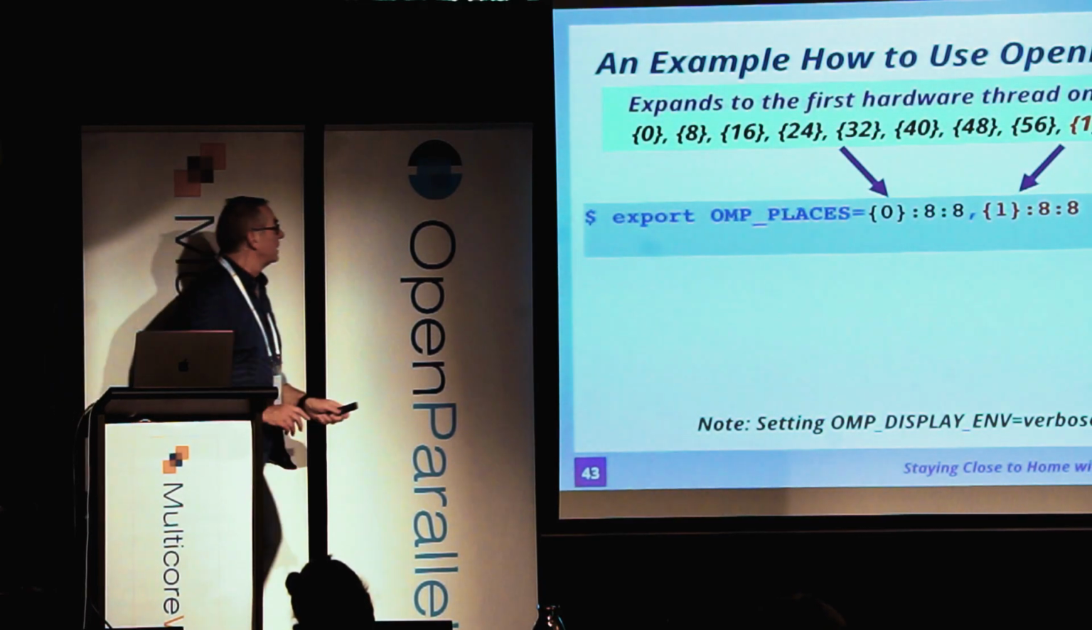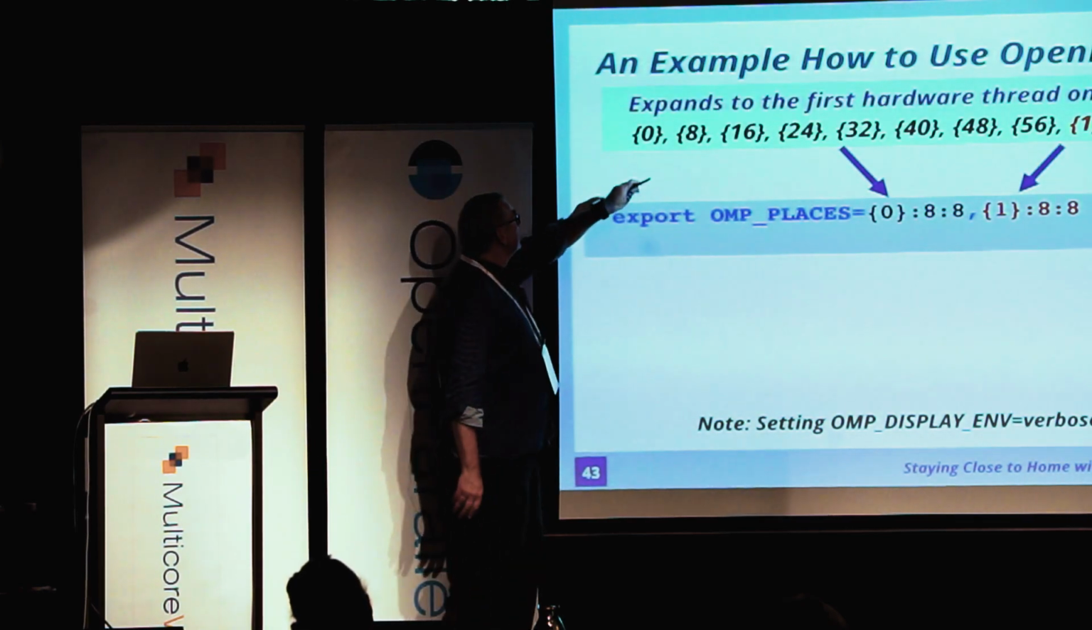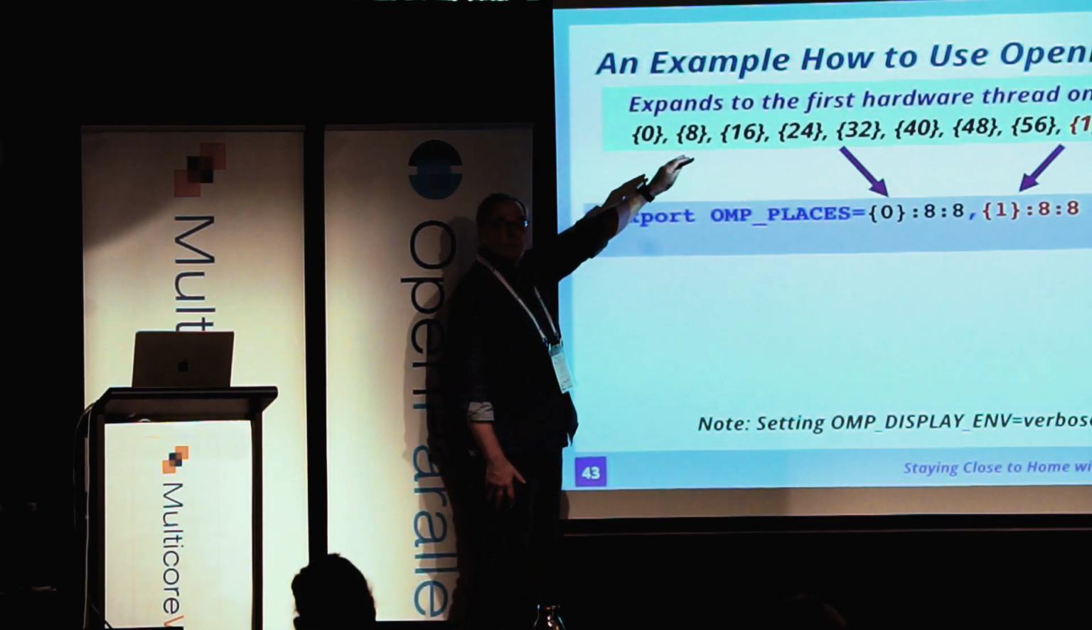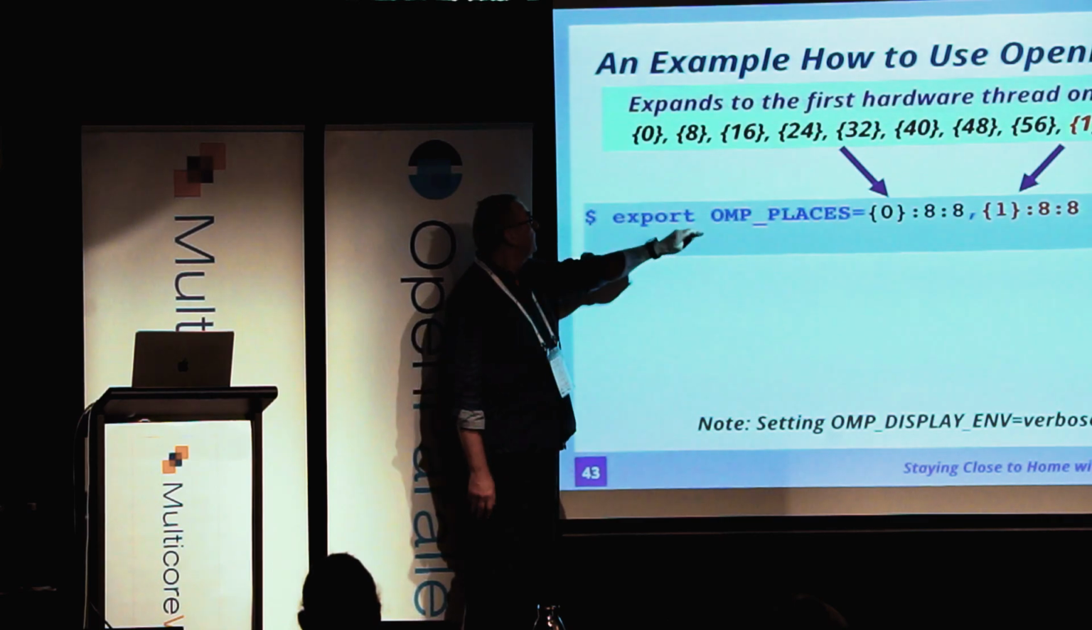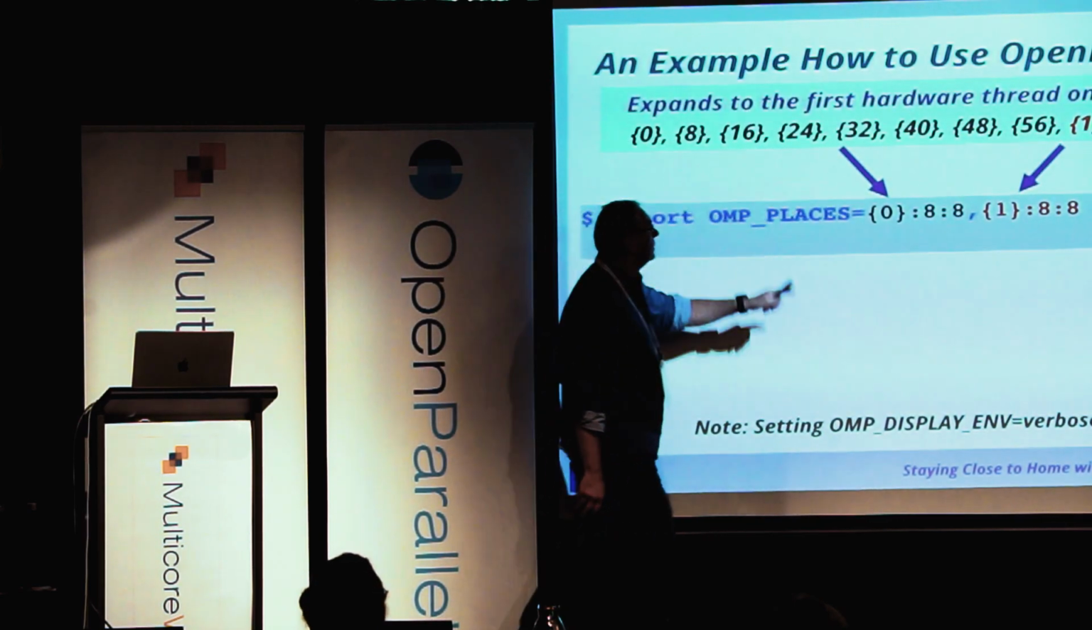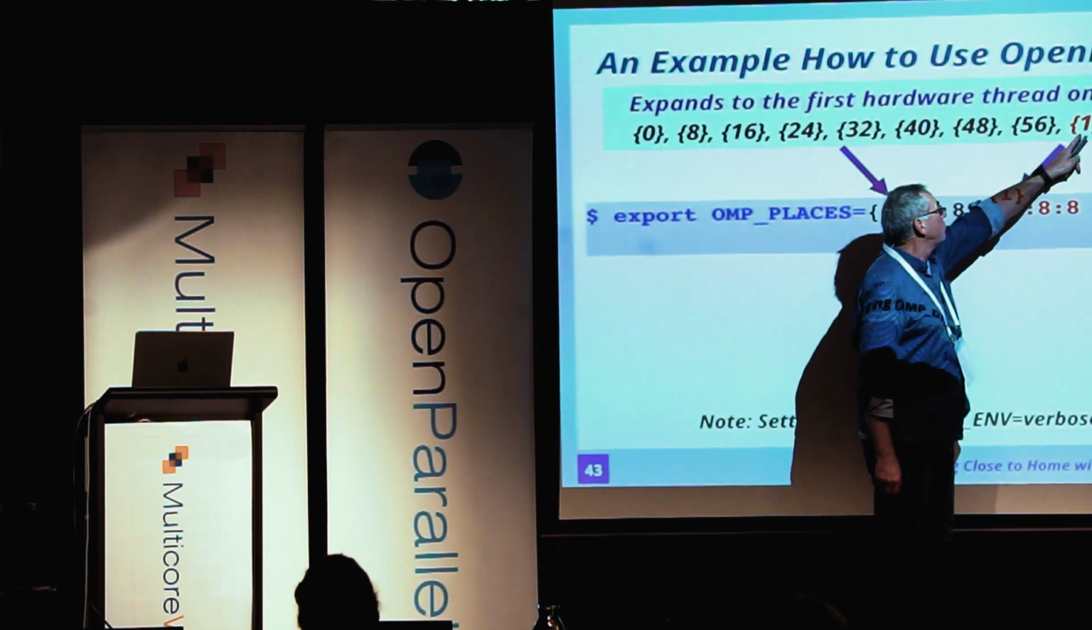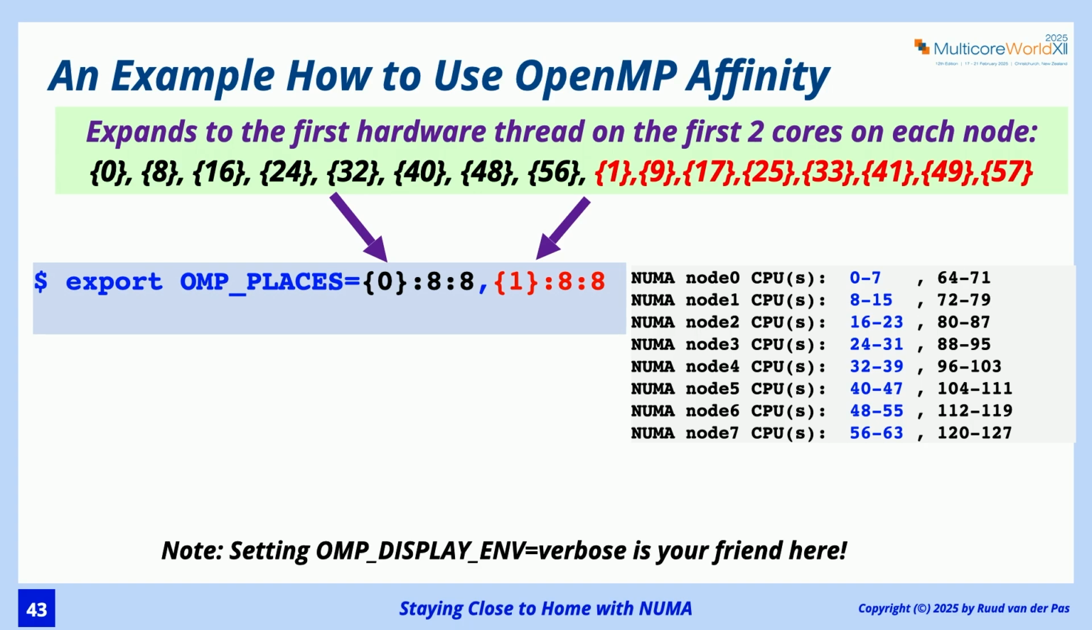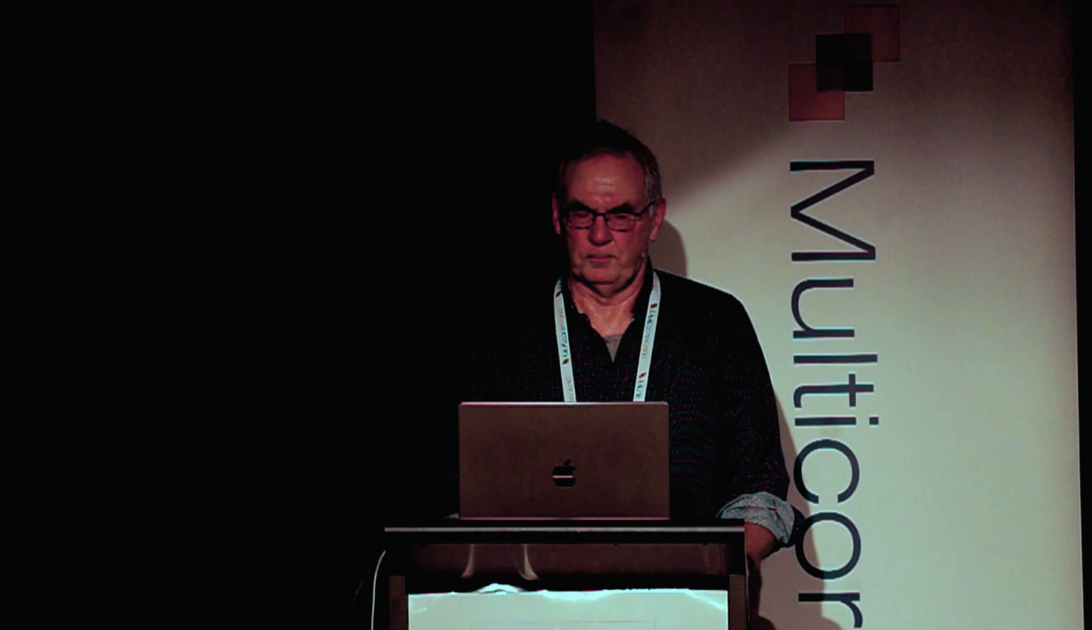Let me show one example. In that list, this list tells the system where I'd like the application to run, and you see number 0, and the second one expands to 1. So yes, I get 0 and 1 because that's part of this one. So I do get what I want. Then I do some work, I put the binding to close, I run 16 threads, for example, and there we go. And this is what I wanted to show you.